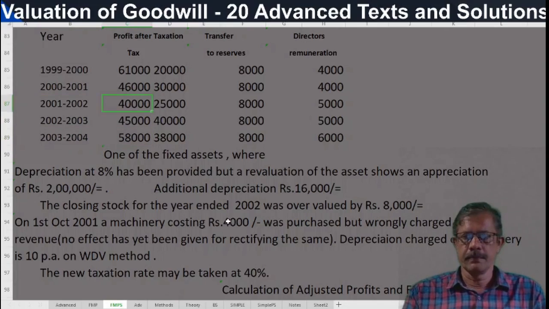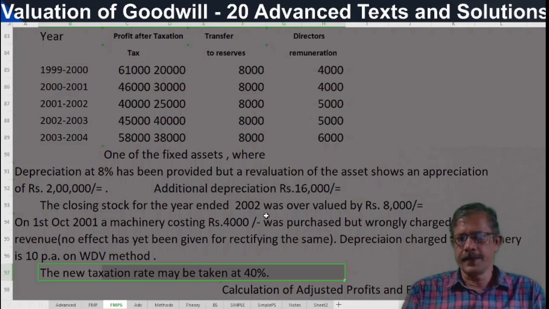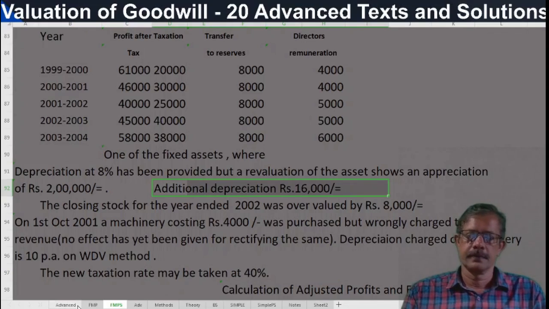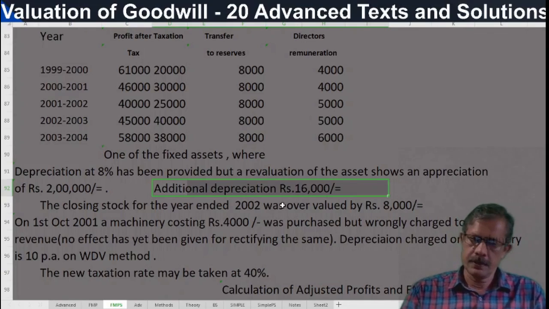So here it will come 4,000 at 10%, 400 rupees per annum, then for 6 months, 200 rupees for the first year. Then 3,800 is the balance, written down value method following. So second year 380 rupees will come. And third and subsequent years, you have to calculate it. No effect has been given for rectifying this. The new taxation rate is taken at 40%. From the average adjusted profit, deduct additional depreciation, we will get a future maintainable profit. Otherwise, rupees 16,000 you have to write in all the years.